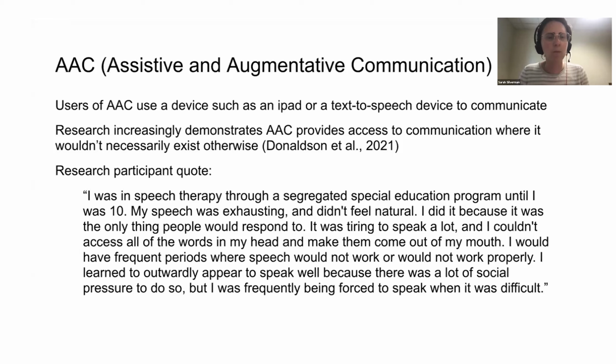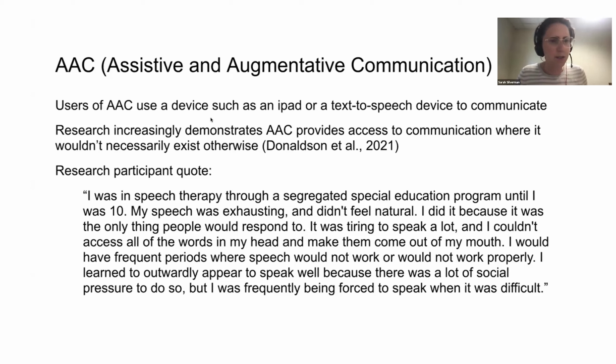So technology has changed things a lot, but in general, we're just talking about any alternative method to spoken language as communication. And there's some interesting research that demonstrates AAC provides access to communication where it wouldn't necessarily exist at all otherwise, but also it changes the experience of communication from one of a very, very high burden to one that is easier, more pleasurable, more workable in everyday situations. One research participant quote from the study I'm citing here, I thought was a great summary of this concept.